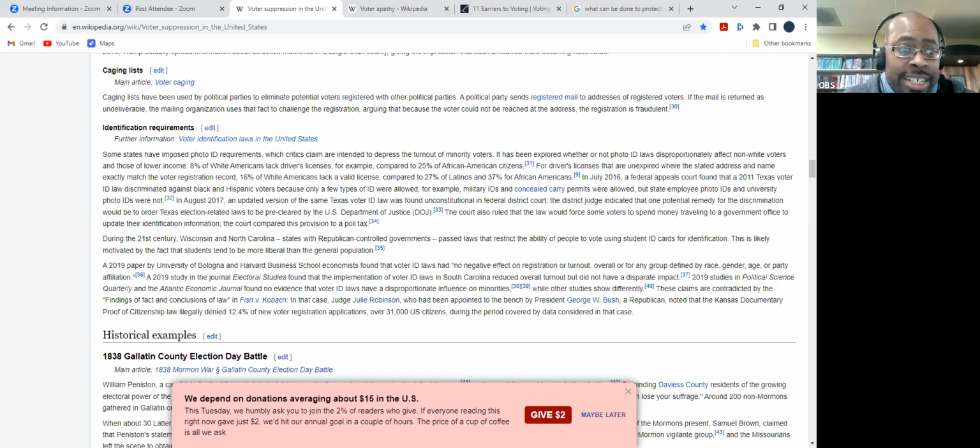In August 2017, an updated version of the same Texas voter ID law was found unconstitutional in federal district court, pretty much citing the same thing. The court also ruled that the law could force some voters to spend money traveling to a government office to update their identification information. The court compared this provision to a poll tax. So again, that is another example of a modern day poll tax.